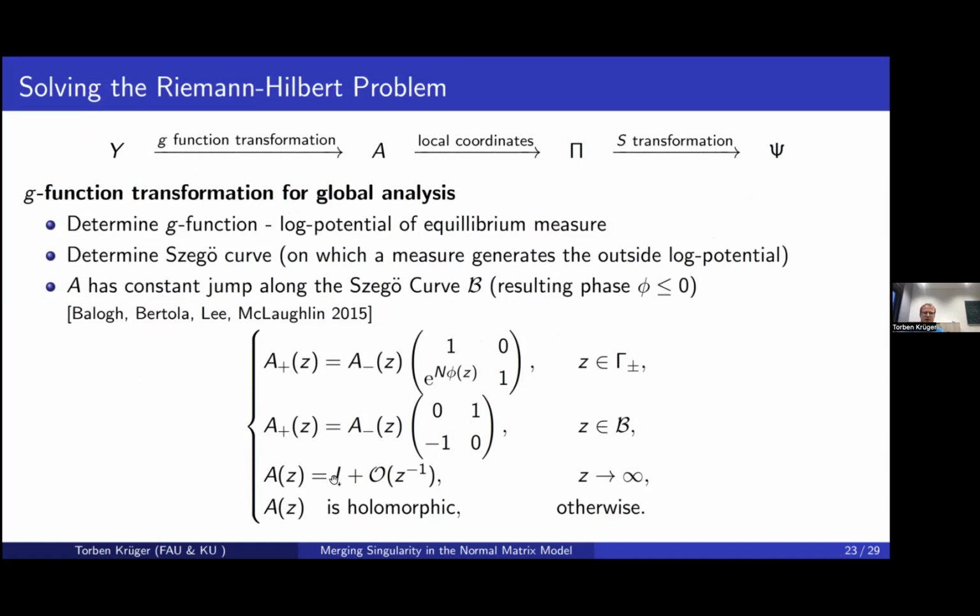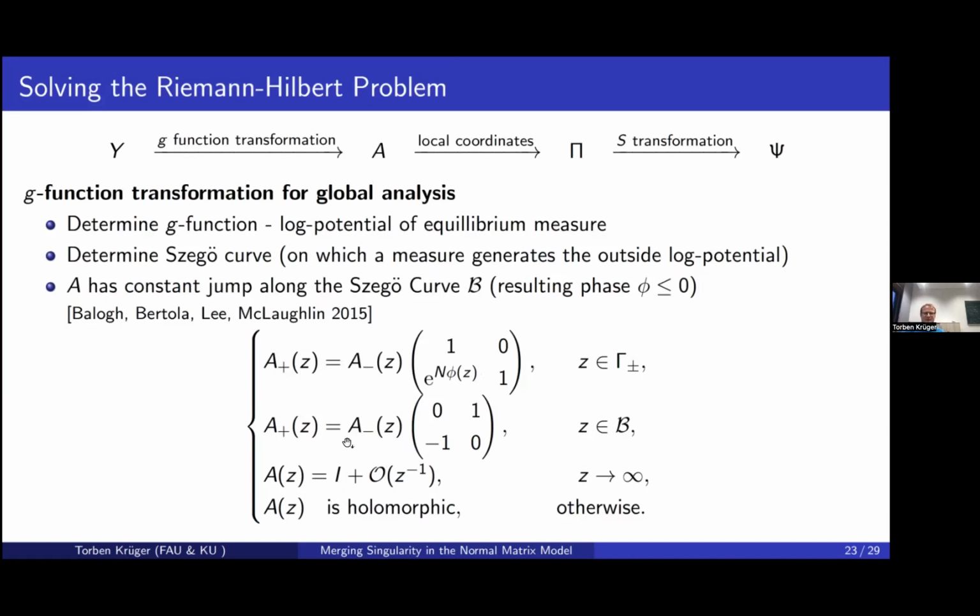Then you move this to a different type of Riemann-Hilbert problem, where now this Szego curve from your question, Hal, at an earlier stage of the talk appears. So this is this B. So this is the Szego curve. So there's a jump condition after this G function transformation. You can make this into a new Riemann-Hilbert problem where there's a constant jump condition along the Szego curve.